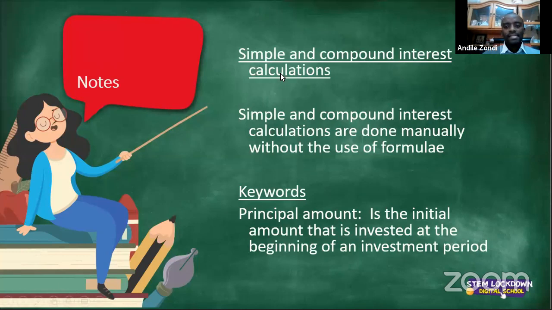Very important: calculations for simple and compound interest are done manually. That means to calculate simple and compound interest in maths, you need to do it manually, step by step. And then there are a number of keywords that you must know when we are dealing with simple and compound interest. The first one is principal amount. Principal amount is the initial amount that you invest.